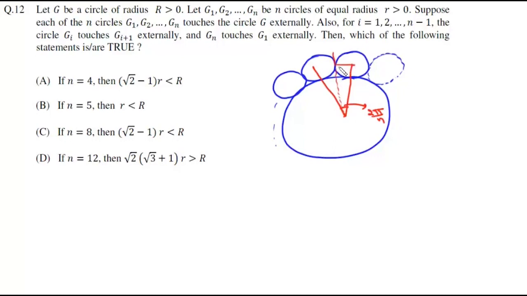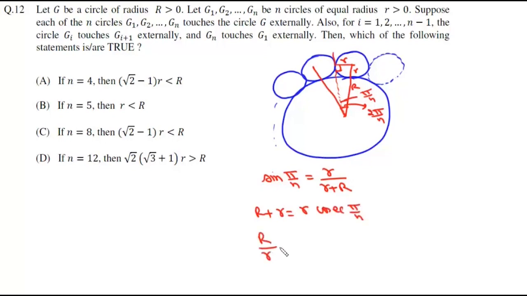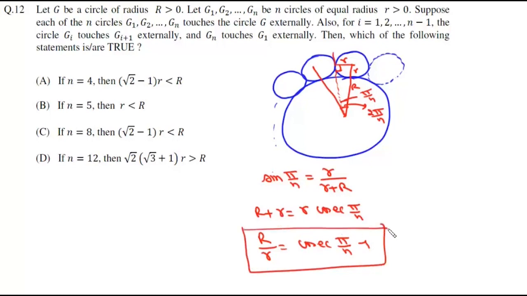Now if we look at this triangle, this half angle will be simply pi by n. This small radius is r, this is r, and this capital radius is capital R. So from here we can write sine pi by n equals r upon R plus r, or we can write R plus r is r cosec pi by n, or we can write R upon r equals cosec pi by n minus 1. So from this figure we have got this relation.